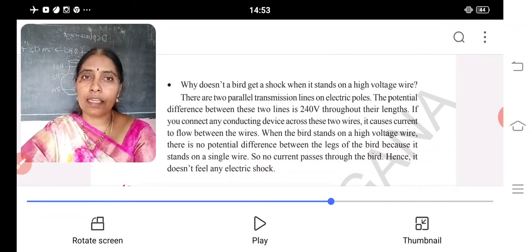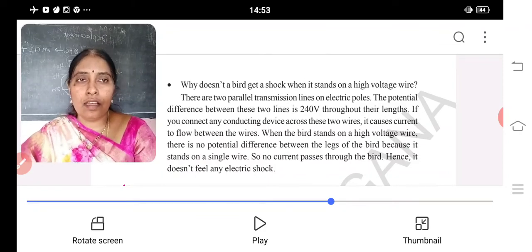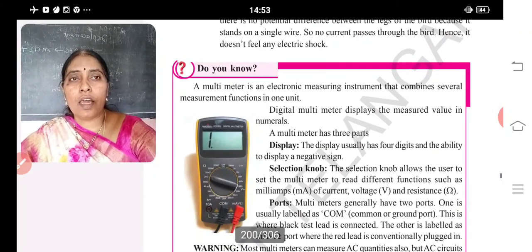But the bird stands on only one wire. That's why it is not getting an electric shock. Okay. Now you know that.